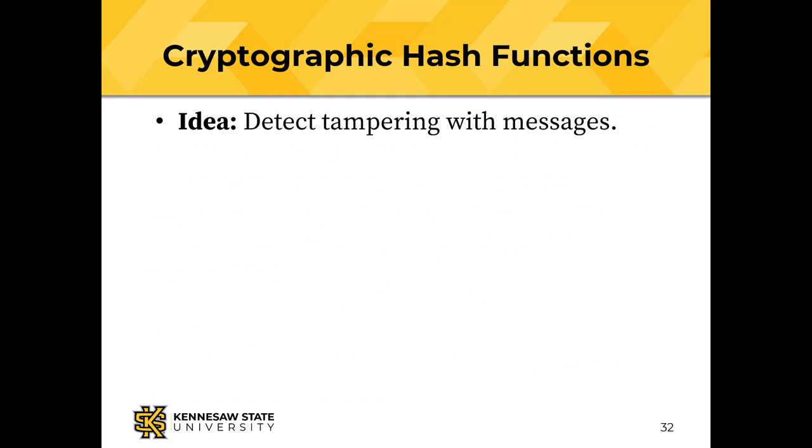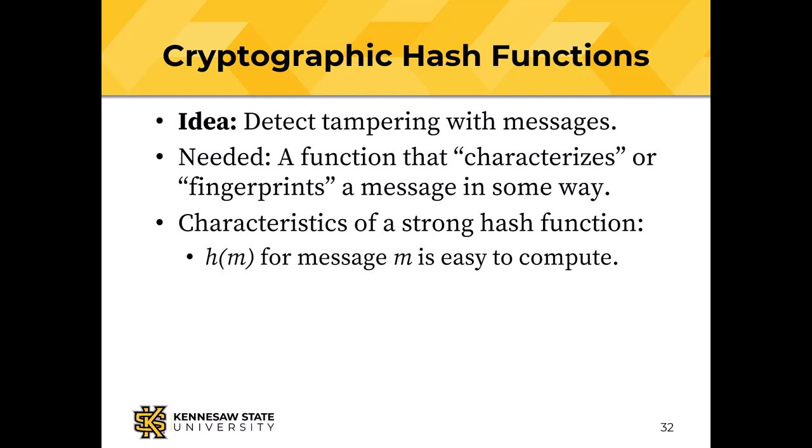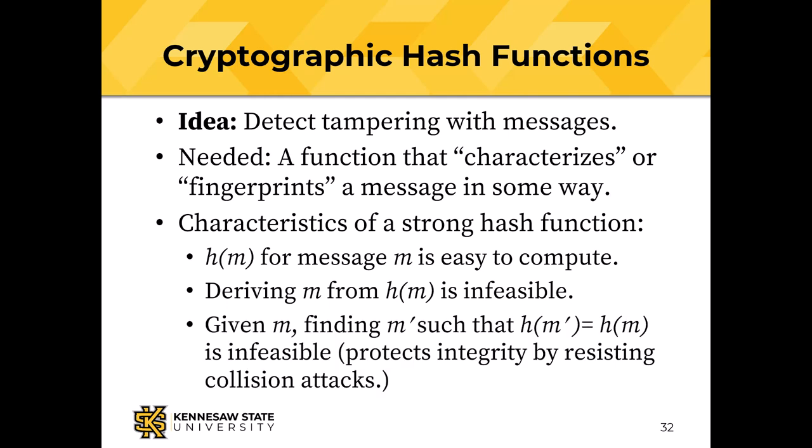All right, so we've talked about symmetric and asymmetric cryptography. We haven't talked about hash functions yet. The idea of the hash function is to make a fingerprint of a message so I can detect whether it's been tampered with. A strong hash function is one where the hash of a message, H of M, is easy to compute. We don't want to spend a whole lot of time doing this. Deriving the message from the hash value is infeasible. Not intractable, but infeasible. Given M the message, finding another message that produces the same hash code, that is, H of M prime is equal to H of M, is infeasible.